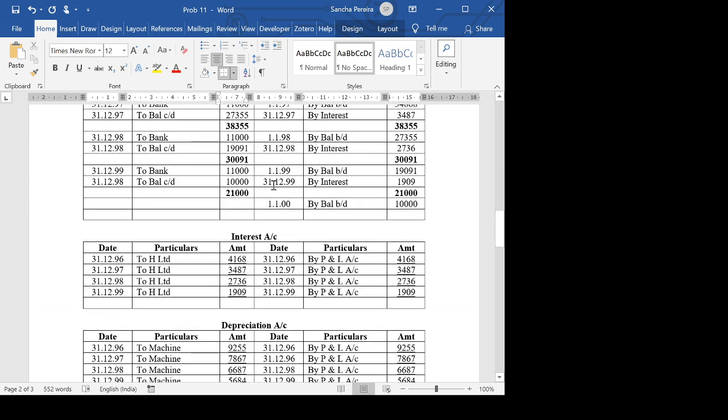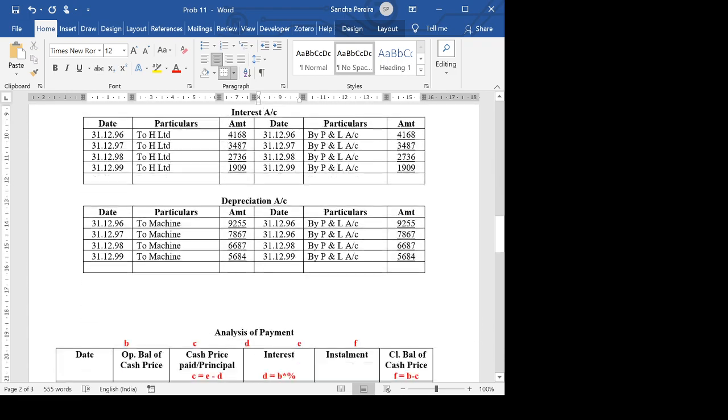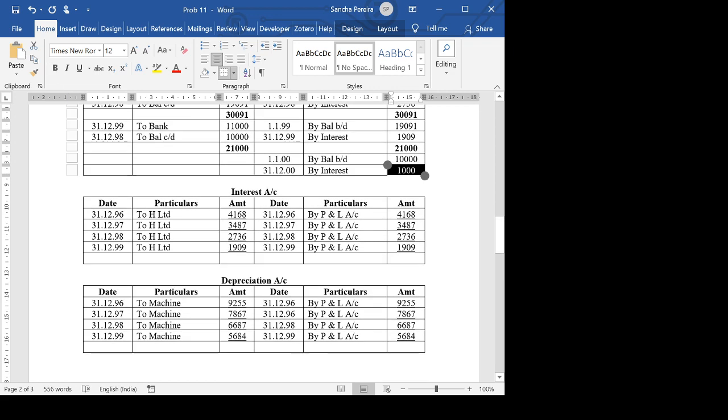32207. The last interest. Let's check our last interest, it is 1000. Okay, so if we say by interest, here we have to say H Limited, which is 1000. And pay the installment.